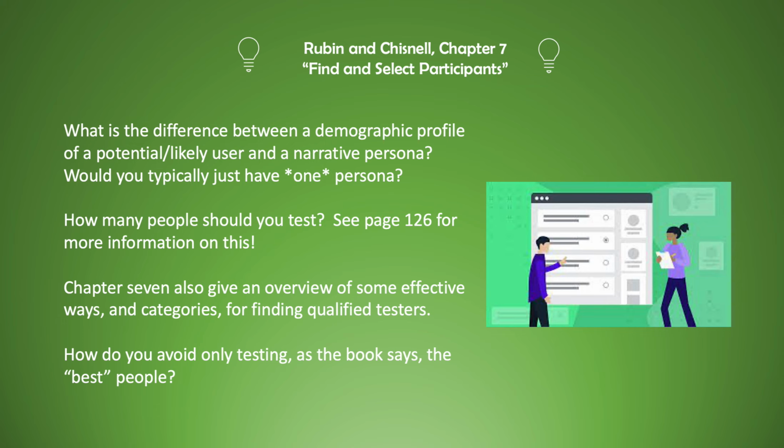So what is the difference between a demographic profile of a potential likely user and a narrative persona? There's some really detailed information about this in chapter 7, and I really think it would behoove you to understand that.